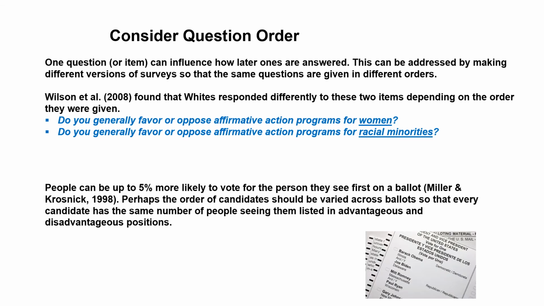Even, again, relevant because voting's going on, people can be up to 5% more likely to vote for the first person they see on a ballot. So the order of candidates should possibly be varied across ballots so that each candidate has the same number of people seeing them listed in advantageous and disadvantageous positions. It definitely happens that the first person listed does get up to 5% more votes. You see this less so in major votes, like for president, and more so in minor votes, where possibly the voter doesn't know all of the candidates and they just vote for the first two people listed.